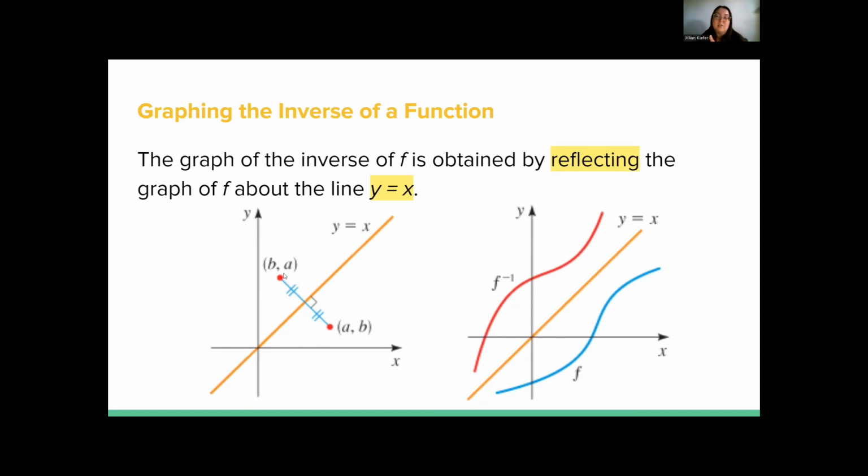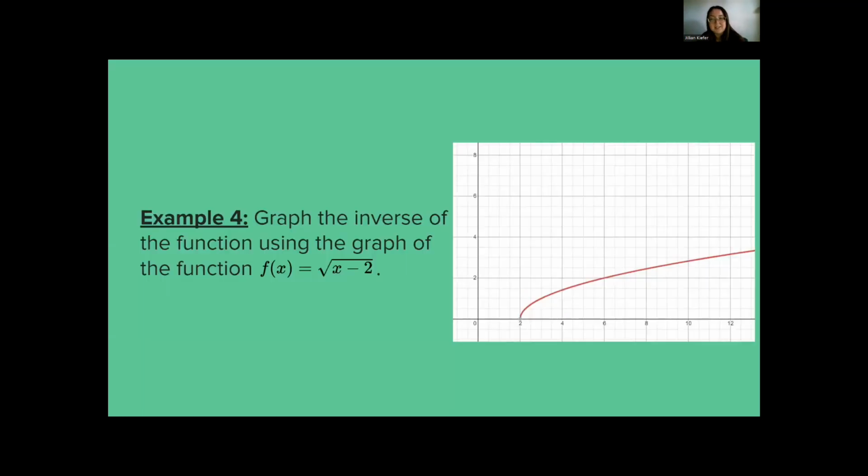So as long as you have a few points of your original function, you can flip the x and y values, replot those points, and draw in the same shape as your original function. So that's really all you would need to look for when graphing inverses of functions. You can flip the values of the points, graph those new ones, and make sure it looks like the mirror image of your original. Let's go ahead and just practice that with our last example here.